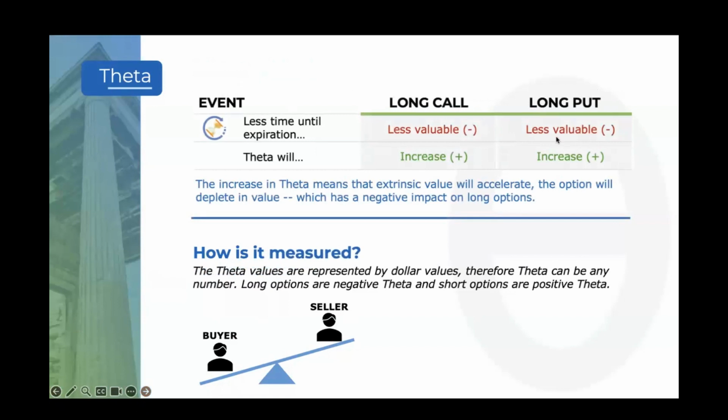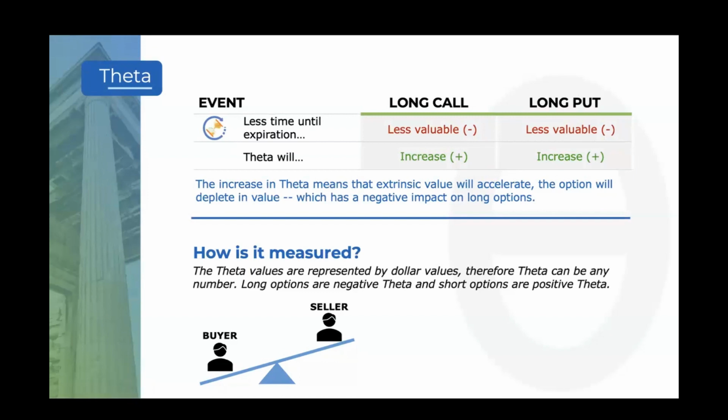So back to those events. If there's less time until expiration, the long call and the long put will become less valuable. Theta is going to increase for both of these because that time decay is going to magnify. And it accelerates, especially for those at the money options. So theta is not linear. It moves off of a cliff. It's kind of like how when you get older, time just seems to go by quicker and quicker. It's like theta decay.